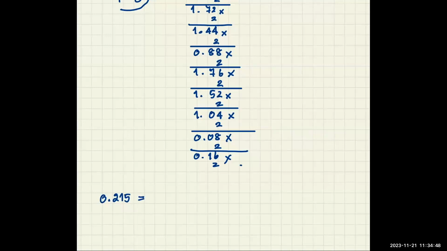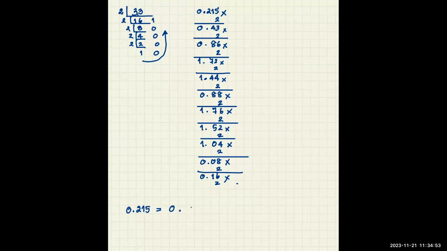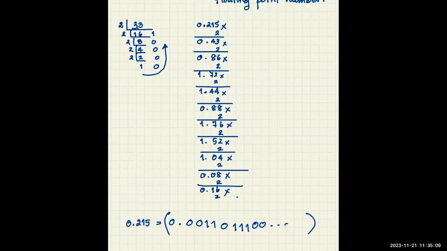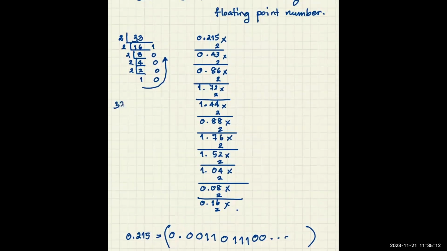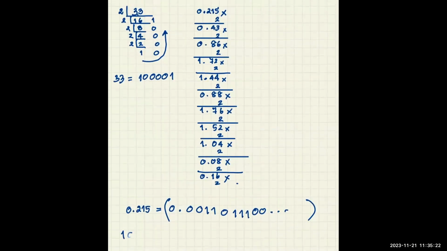Okay, 23 bits. So you will say that 0.215 is equal to, let's see, 0.0011, 0.111100, and so on. I haven't finished it, but this is how you do it. And then the whole number would be, so 33 equals 1, 0, 0, 0, 0, 1. When you combine them together, you get 1, 0, 0, 0, 0, 1 point.